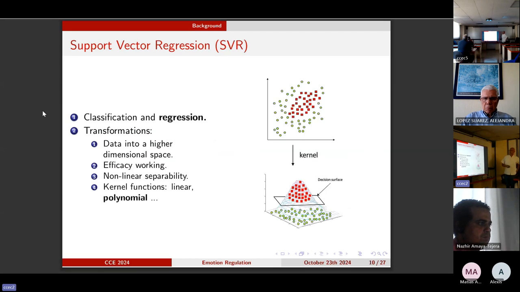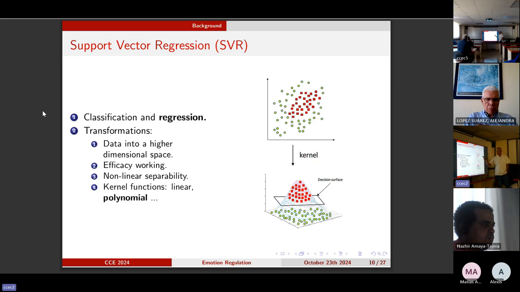And the other method we used is the support vector regression. This is a powerful tool for doing classifications, of course, but also regression. Classification is usually for categorical attributes, and regression is for quantities that are continuous. This method transforms data into a higher dimensional space to work more efficiently, or to overcome the linear separability problem, as in the illustration.